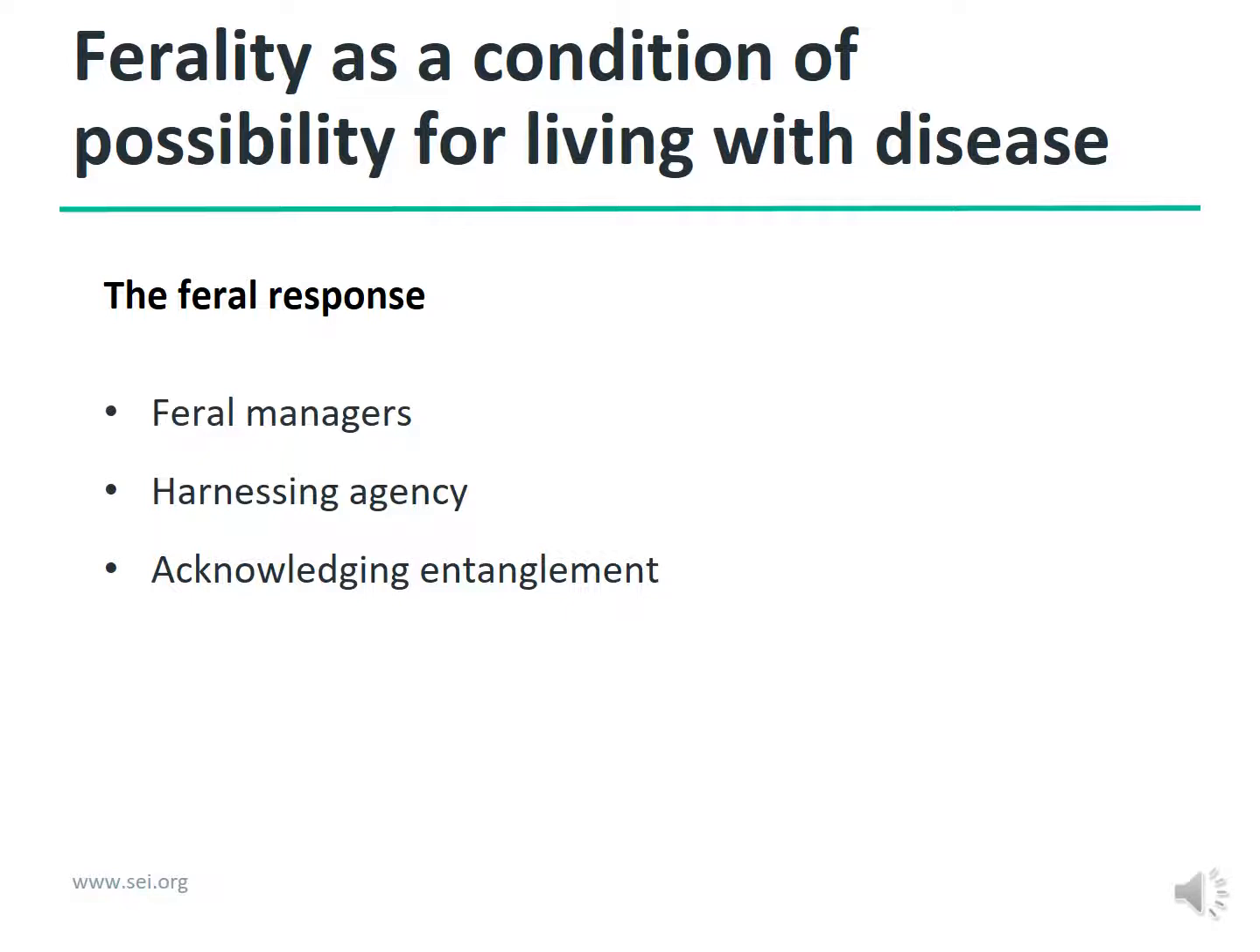In becoming feral managers themselves, they're rejecting the emergency modality of eradication and control and seeking to find a new way of living with oak health.